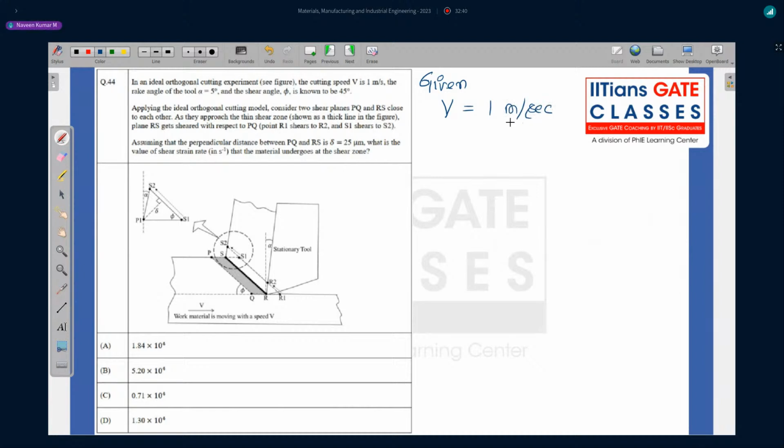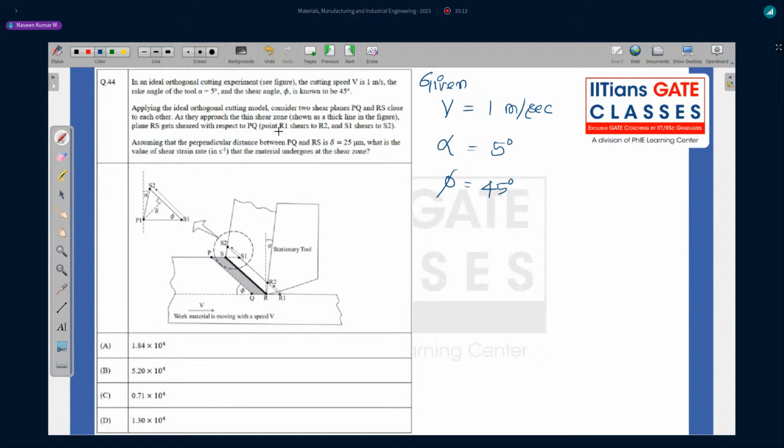And the rake angle of the tool is given as 5 degrees, and the shear angle is given as 45 degrees. Applying the ideal orthogonal cutting model, consider two shear planes PQ and RS. You can see the figure here. They are close to each other as they approach a thin shear zone, shown in the thick line. So this thick line is the thin shear zone.